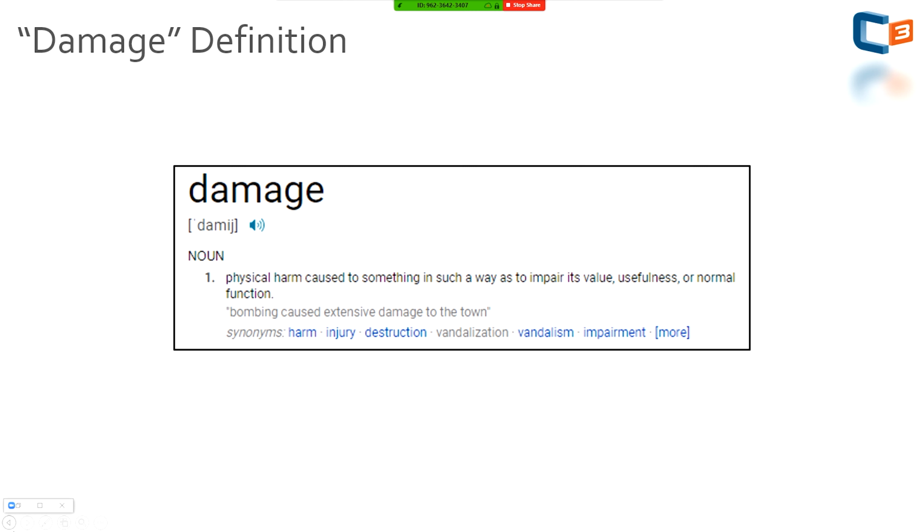So it brings us back to what is damage. If you look up the dictionary definition of damage, it is direct physical harm caused to something in such a way as to impair its value, usefulness, or normal function.